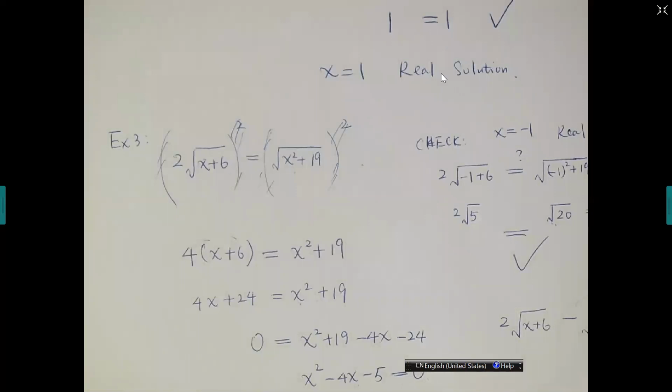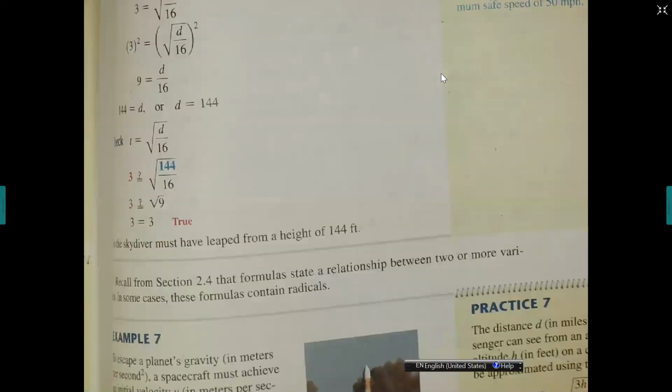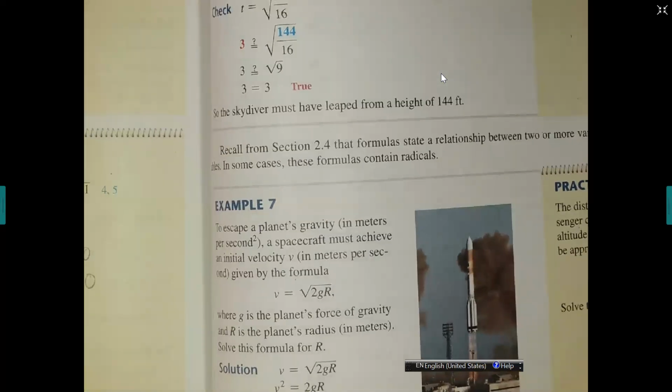You might see some problem that has more radical symbols. The rule is we isolate one radical term, then square it, and when we square it, we square the other side as well. Then repeat this process. Eventually, we can get rid of all radical symbols.